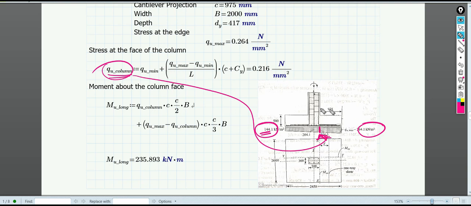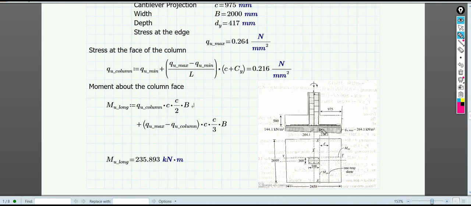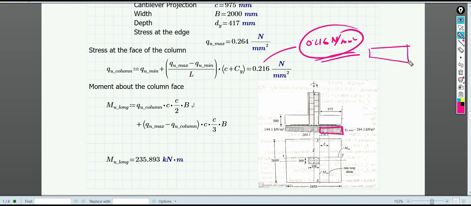So we know the trapezoid, we know the distance of the trapezoid and the two values of these two particular sides. One side has a value of 0.216 and the other side has 0.264 Newton per mm square. So you can find out the total reaction force F for this trapezoid, right? That can be done by dividing this trapezoid into a triangle and a rectangle. For this rectangular portion, you can directly see that this dimension is 0.216, that is Qu column. So 0.216 into what you can do here, if I want to find out the moment at this particular face. Okay, I think I should mention it again.